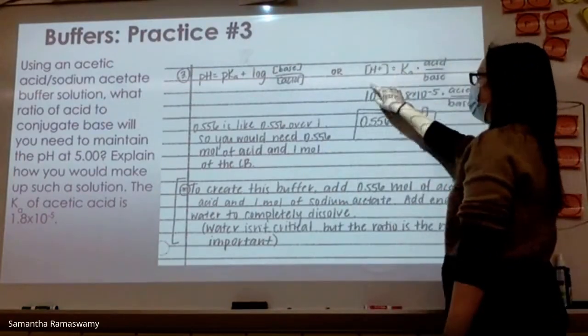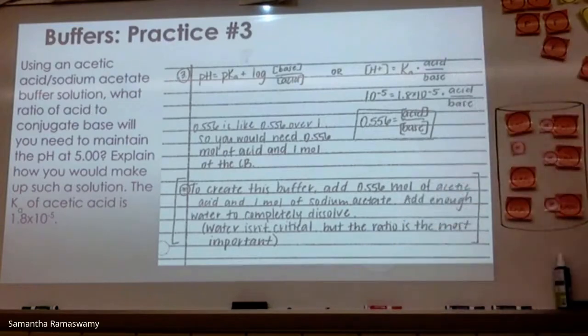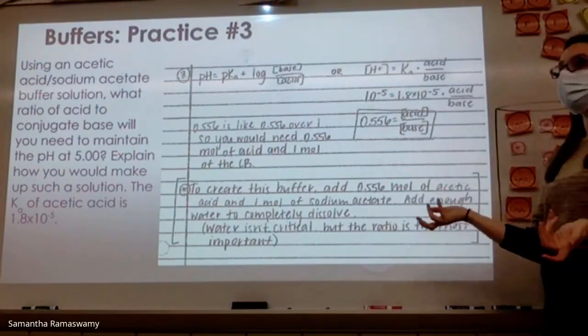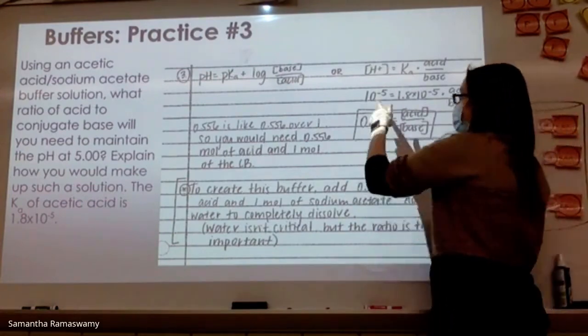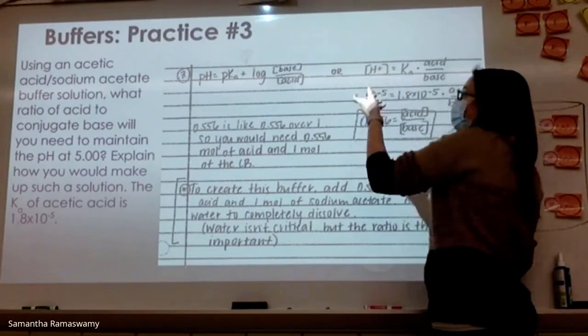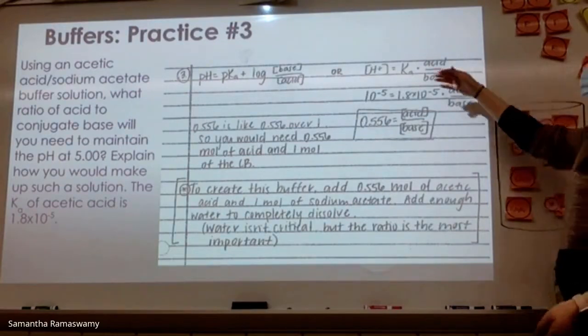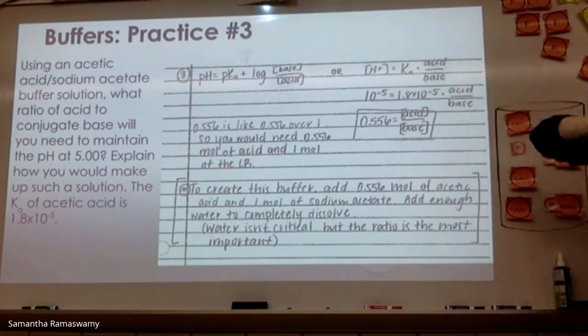So this 10 to the negative fifth, that's figuring out the H plus concentration. What I started with was the buffer equation like we did in example 8. I said, okay, if I want the pH to be maintained at 5.0, my H plus is going to be 10 to the negative 5.0.